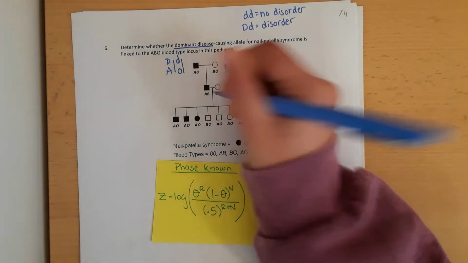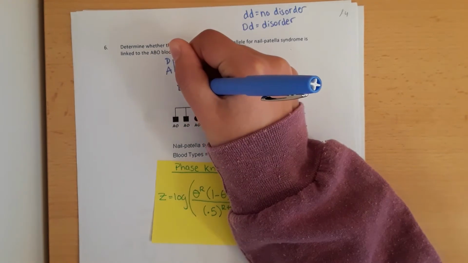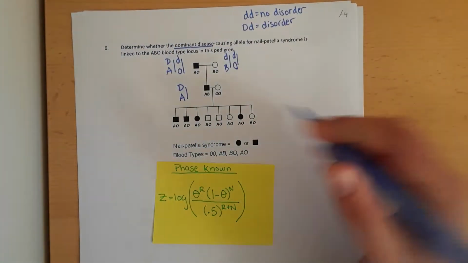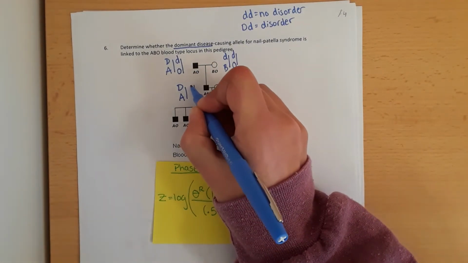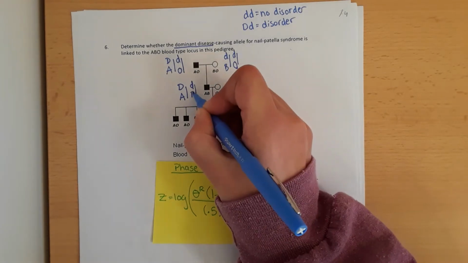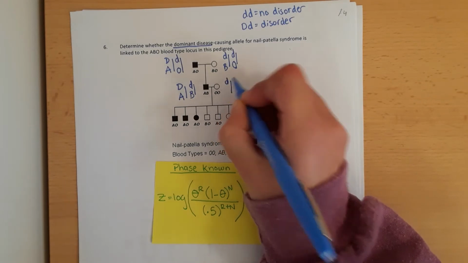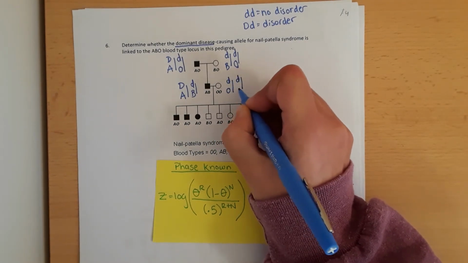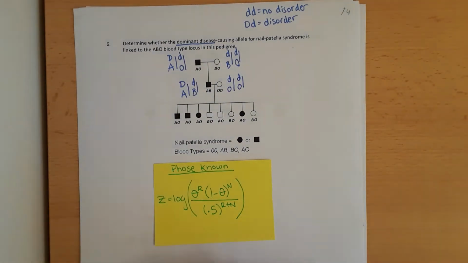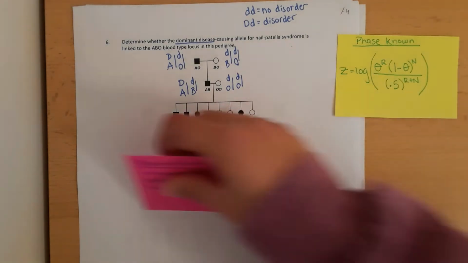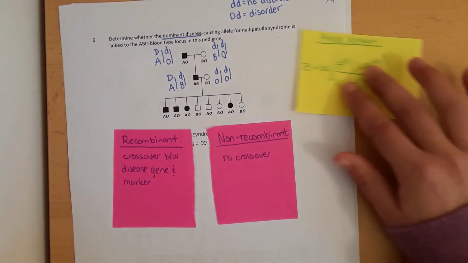So now let's look at their offspring. This person's shaded in, so we know they had to have the capital D and marker A from dad, and they got their B from mom, so it's lowercase d, B. And the person they marry is homozygous, so they can only give this. So now let's rate the kids as recombinant or non-recombinant.